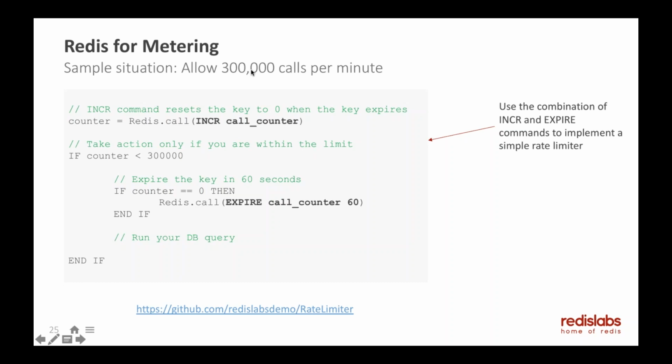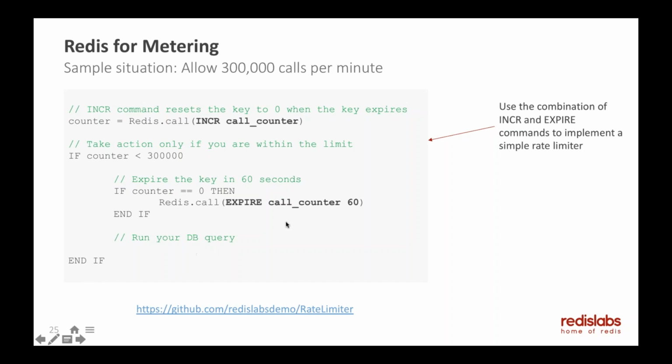So we want to allow 300,000 calls per minute. So here I'm expiring this counter for 60 seconds. If you want to limit to 30,000 calls per second, all you do is put 30,000 here in the counter, and you expire the key every second. And endif, and you can run the DB query here. So what happens here is, if the counter exceeds your upper limit, you won't even get into this if condition, and you won't run the DB query.